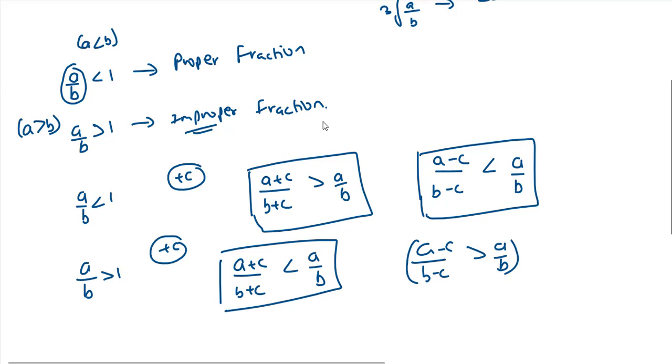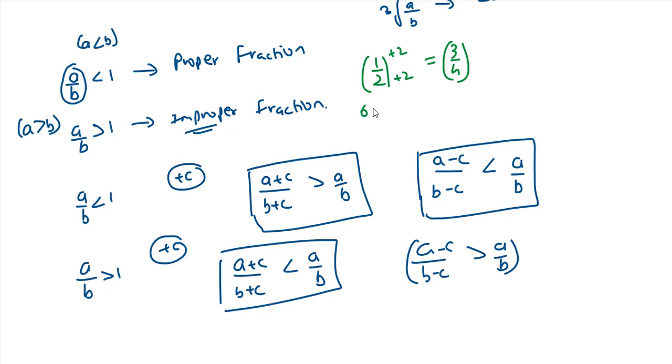In case of a proper fraction, if we take the value 1 by 2, 1 by 2 is a proper fraction. If I add 2 to the numerator and 2 to the denominator, what will I get? I'll get 3 by 4. Now 1 by 2 is nothing but 0.5. What is 3 by 4? It is 0.75. So as we can see, this new value after adding 2 to the numerator and 2 to the denominator is more than the original value, which is 1 by 2. So this was our first condition.